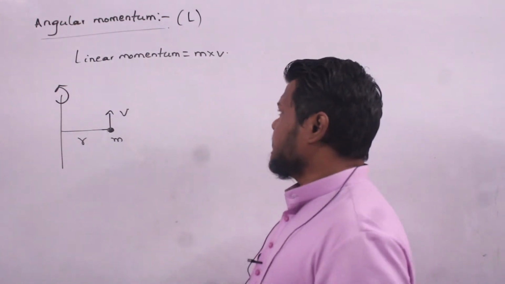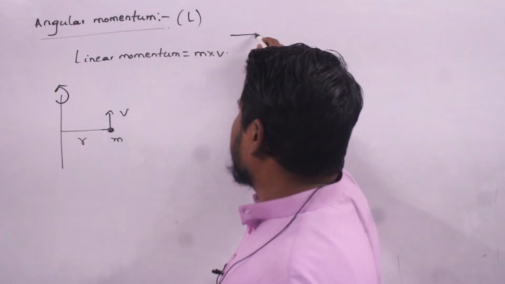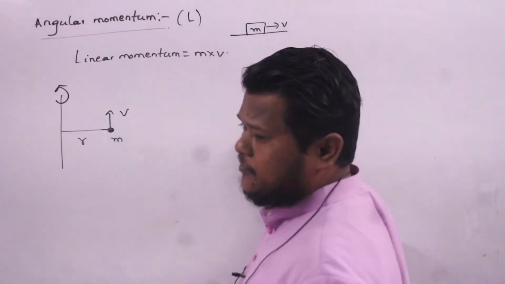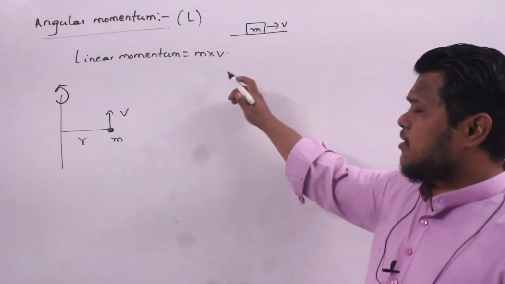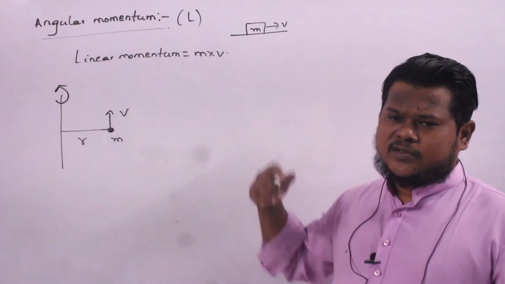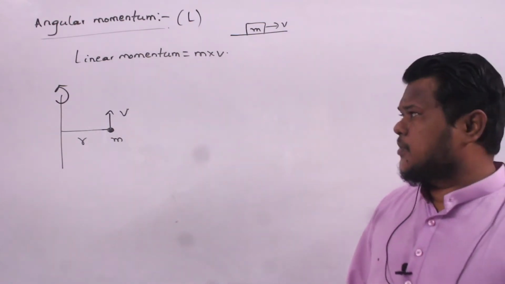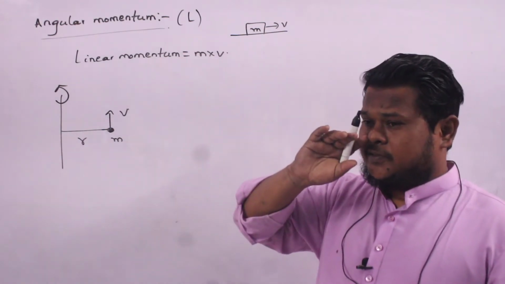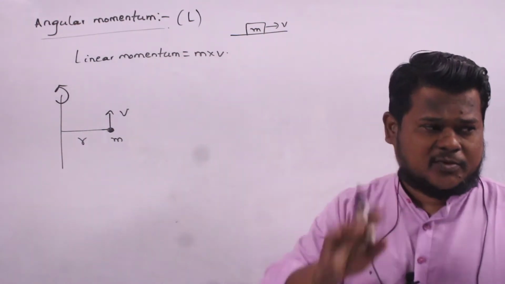Clear? Now see. So what is meant by linear momentum? For example, this is a body of mass m moving with a velocity of v. Then its linear momentum is the mass of the body multiplied by its velocity. Mass into velocity is called linear momentum. Clear? But we are studying angular momentum. Angular momentum means what? Momentum in the case of rotational motion.